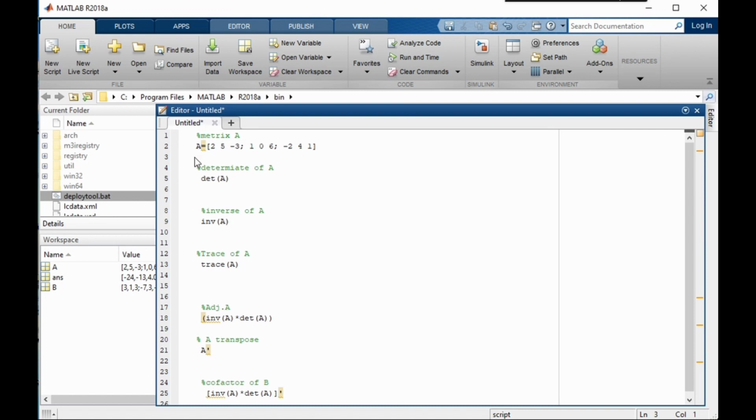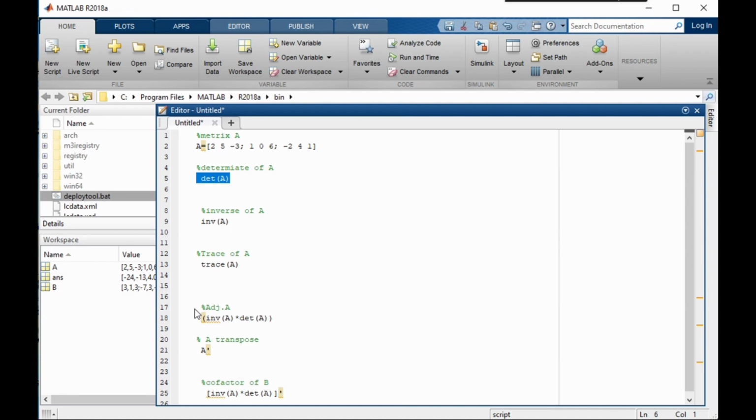Then how do we do the determinant calculation? We don't need any length or any parenthetic calculations. We just have to enter det A to give us the calculation. And then for the inverse of A, we just have to enter inv A to give us the output. For trace A too, we just have to enter trace A. That one also will execute for us, and the computer will do all the calculations for us.